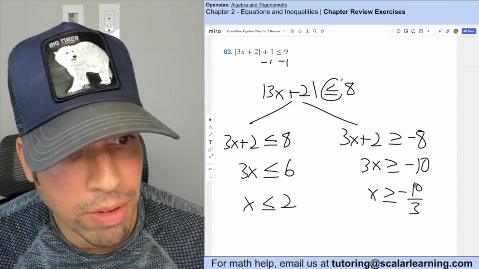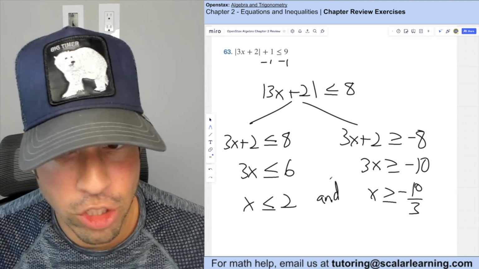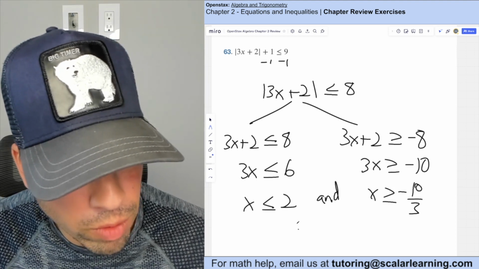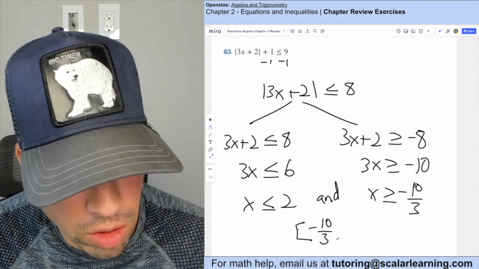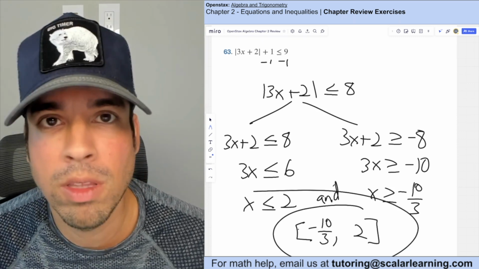Since we started off here as less than, this is an and situation. That means it's the values between this and this. So in interval notation, we're starting down low, greater than and including negative 10 thirds all the way up to and including 2. Boom, done.